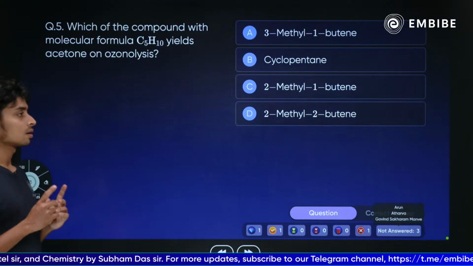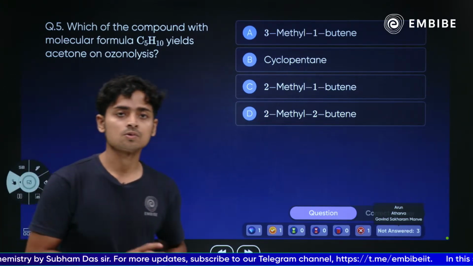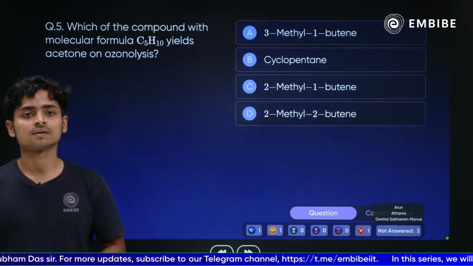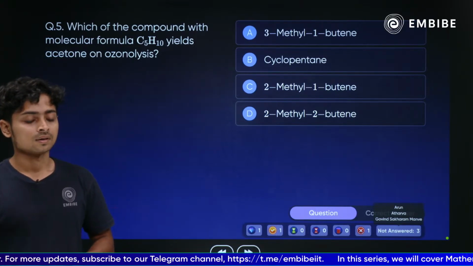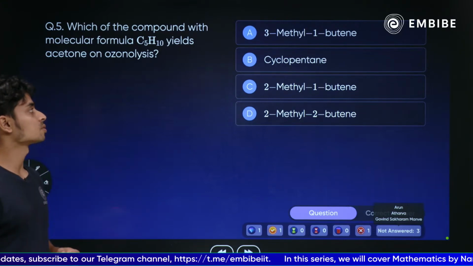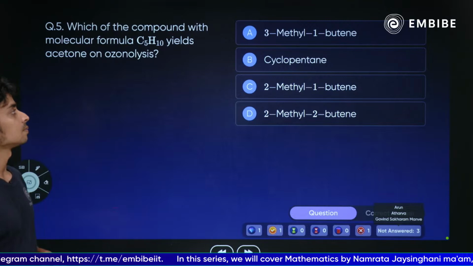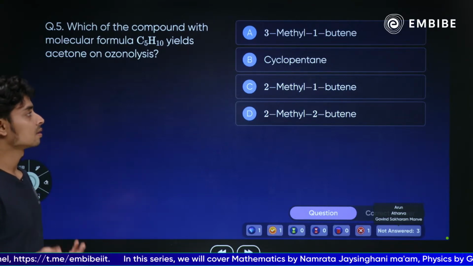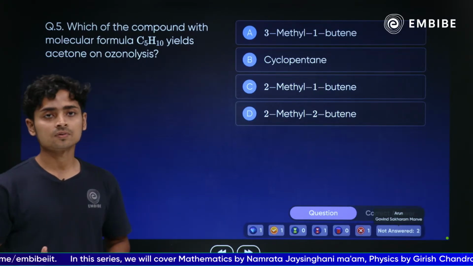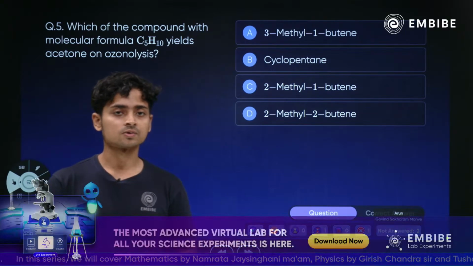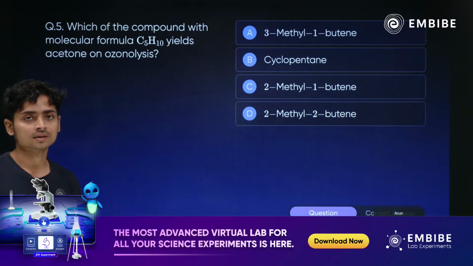I will give you a hint. Cycloalkanes don't show this reaction. So you've got 4 options. Ozonolysis basically produces carbonyl compounds at the site of the double bond. Based on that, you have to find the answer.